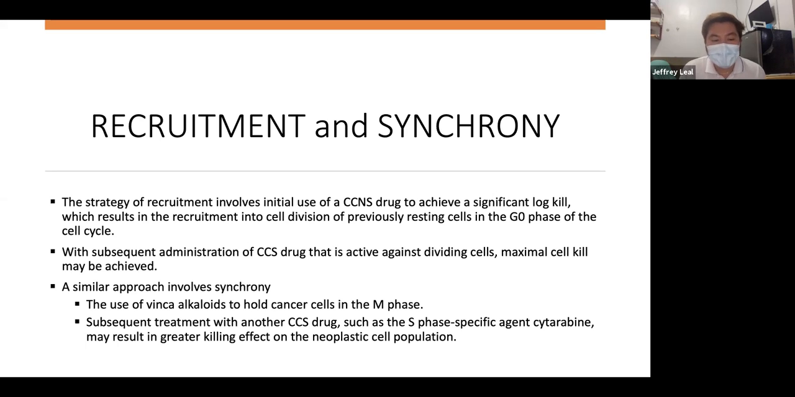And a similar approach involves synchrony in the use of your vinca alkaloids to hold cancer cells in the mitotic phase. Subsequent treatment with another cell cycle specific drug such as your S-phase specific agent, the cytarabine, may result in the greater killing effect of the neoplastic cell population.